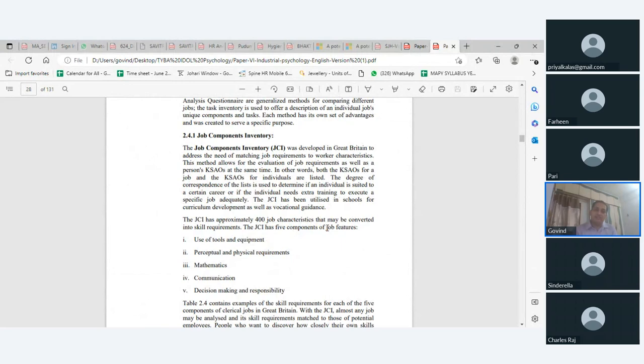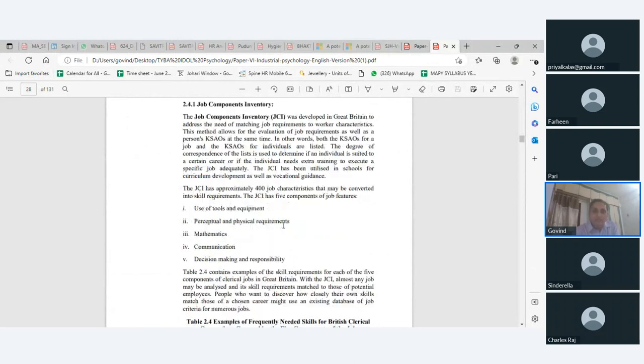Like in the jewelry industry, if I want to analyze the work of any artisan, the karigar or the worker, the first thing we check is how accurate he is in using his hands, his motor skills, his speed, etc. So these all become the skills. So this JCI, job component inventory, has 400 job characteristics, and these are converted into skill requirements. This JCI has 5 components. The first is use of tools and equipment, like how proficient the person is in using tools and equipment.